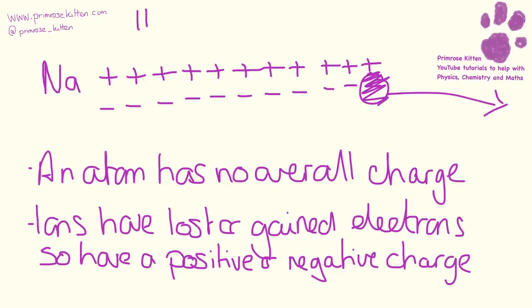that will tell you what the charge is. As a really quick rule of thumb, things in group 1 are going to have plus 1 charge, things in group 2 are going to have plus 2 charge, group 7 are going to have minus 1 charge, and group 6 are going to be minus 2.